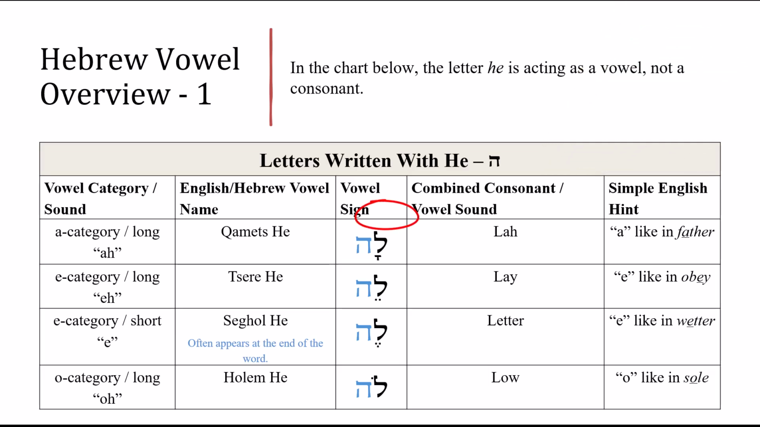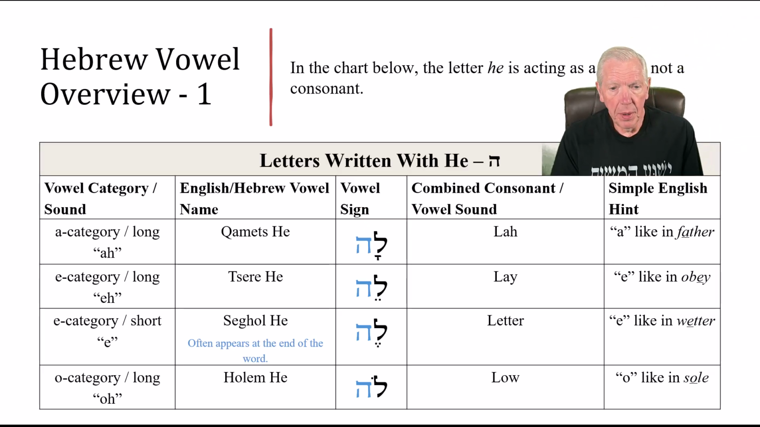Now we have a thing called a segol that has the S sound, and this often appears at the end of a word when we're dealing with Hebrew vowels, and the segol looks like that upside down, those 3 dots. It's called a segol, and it gives you the S sound like in wetter. So we've got qamets, which is the A like in father, the tsere, which is lay, it's the E like in obey. This is an E class vowel, long A, long E.